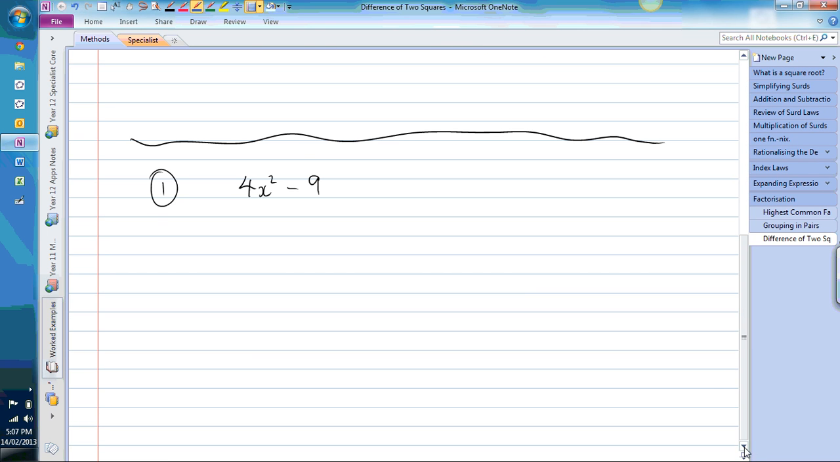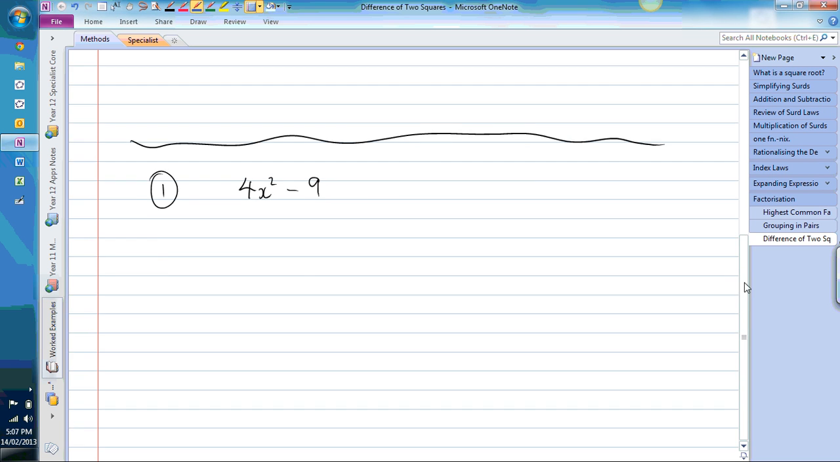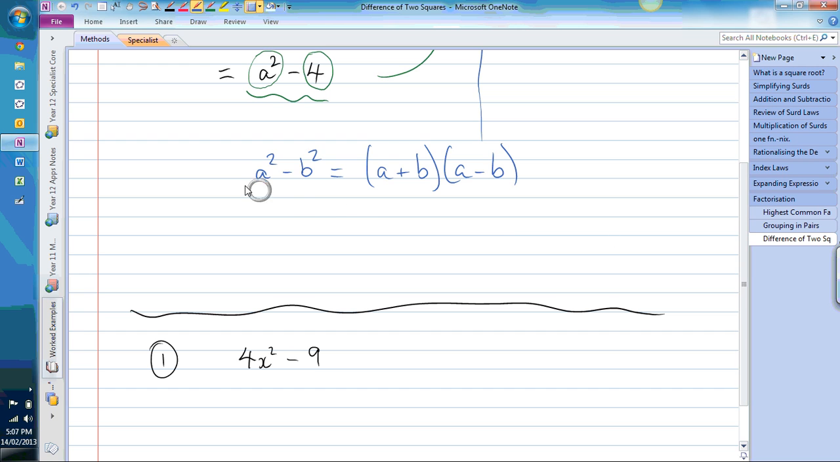Let's look at our first example here. I've got a 4x squared minus 9, and this fits my form that I'm interested in, a squared minus b squared. So what we need to do is think about what are our a and what are our b. And we know that this is going to factorize into this form. One of these will be a plus, one will be a minus.